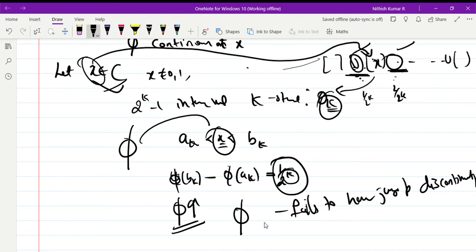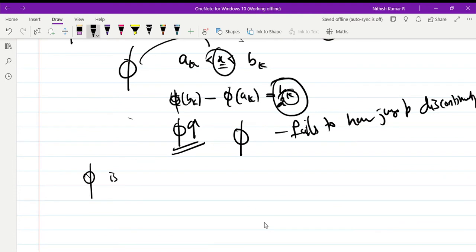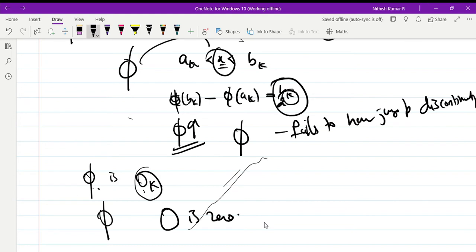If it is also an end point, in a similar way we can say that phi is continuous at the end points 0 and 1. Now phi is constant in each of the intervals of O. Therefore the derivative of phi on each of these intervals in O is 0. Moreover, the derivative of phi in O is 0, because phi being a constant function in each of the intervals contained in O, phi dash is 0 in O.